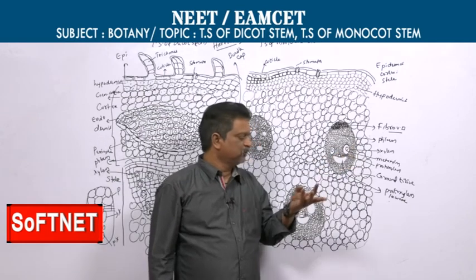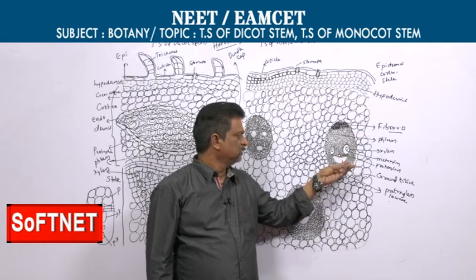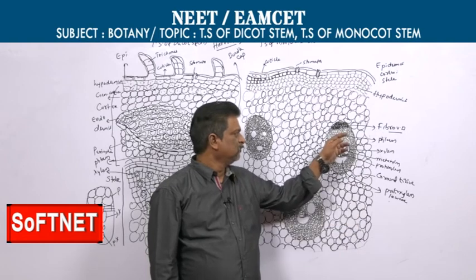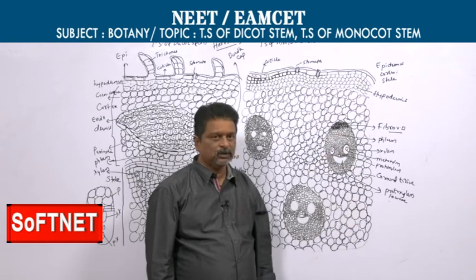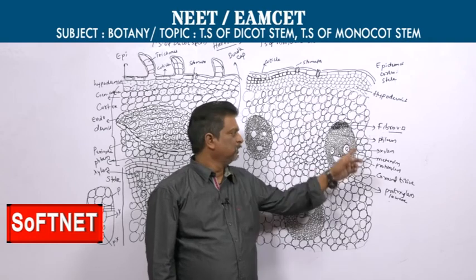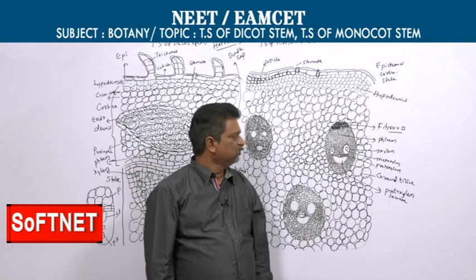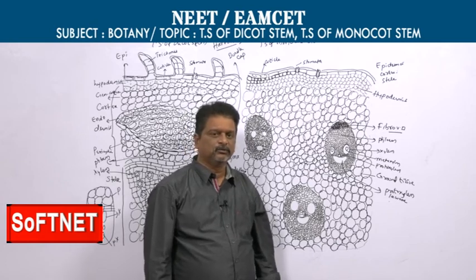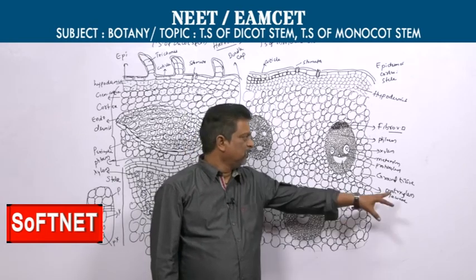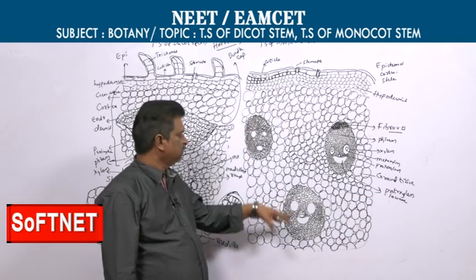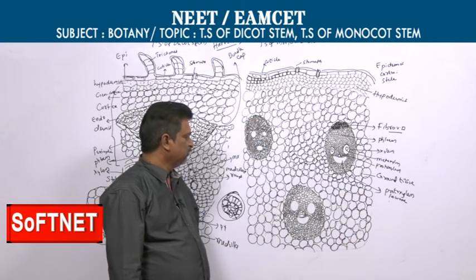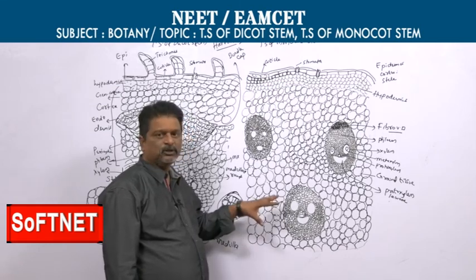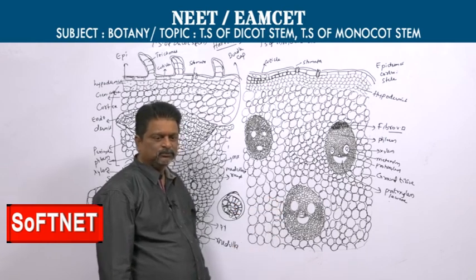Generally, xylem shows tracheids, vessels, xylem parenchyma, and fibers. Phloem shows sieve tubes and companion cells, and what is absent in monocot stem is phloem parenchyma. Then, since vascular bundles are scattered, medulla and even medullary rays are absent. That is about monocot stem.